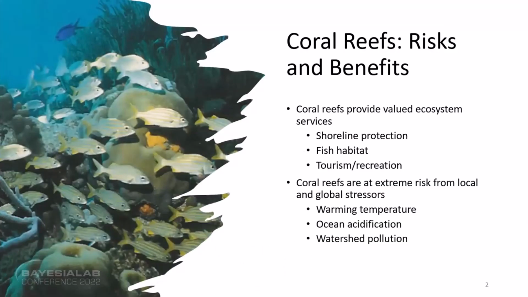So coral reefs, as we've heard in previous presentations today, provide valued ecosystem services. The structure of the reef provides shoreline protection from storm waves. The complexity of the reef also provides habitat for fishes, refugia, feeding grounds, nurseries, etc. And as Stefan mentioned, reefs are a great source of tourism and recreation. Coral reefs are at extreme risk from local and global stressors.